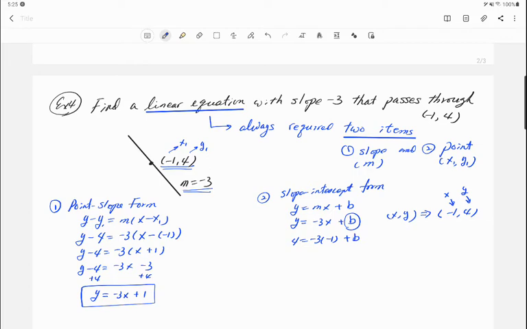We're looking for the b value. So 4 equals 3 plus b, and then minus 3 each side. So b equals 1, right? b equals 1. So back to this equation, y equals negative 3x, we found the b value. b is 1. So this is the equation of the line passing through negative 1 and 4 with the slope negative 3.